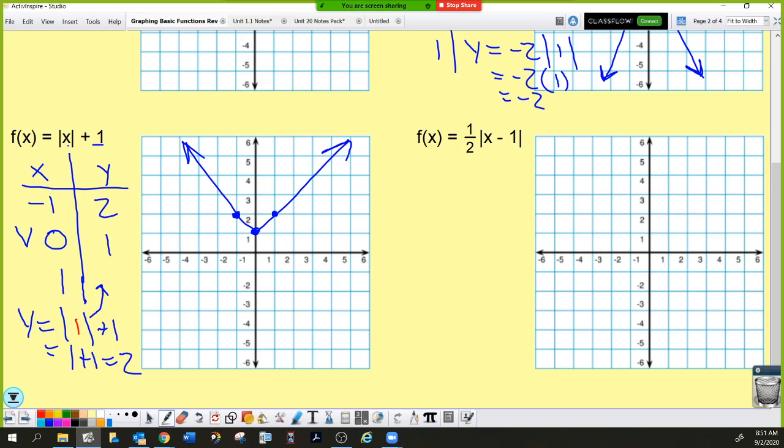If there's no fraction on the front, I'm hoping you've seen by now that the pattern is I just scooted to the right by 1. When there was no fraction on the front, I just went 1 to the right or 1 to the left. It didn't matter. But there is actually a rule for it.